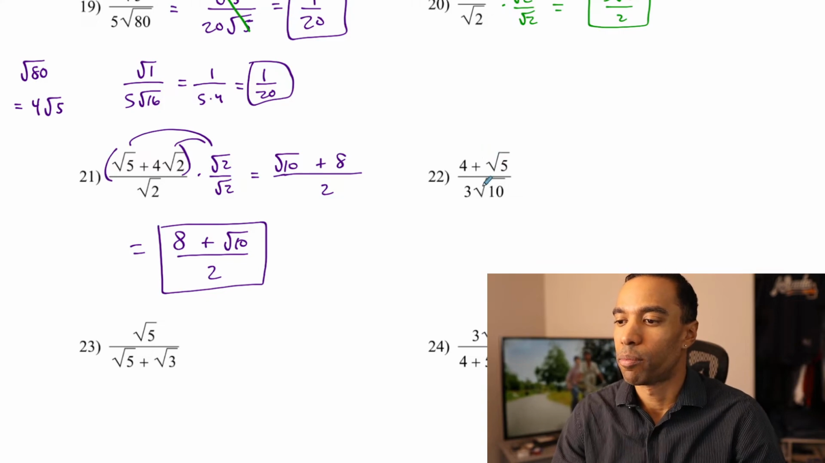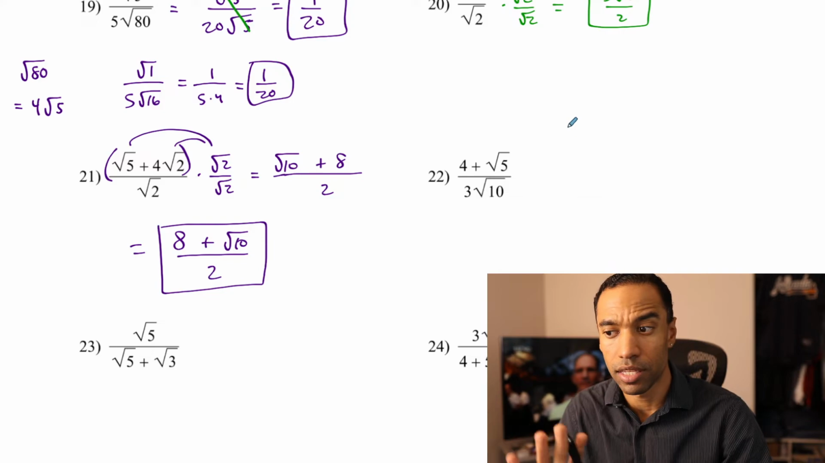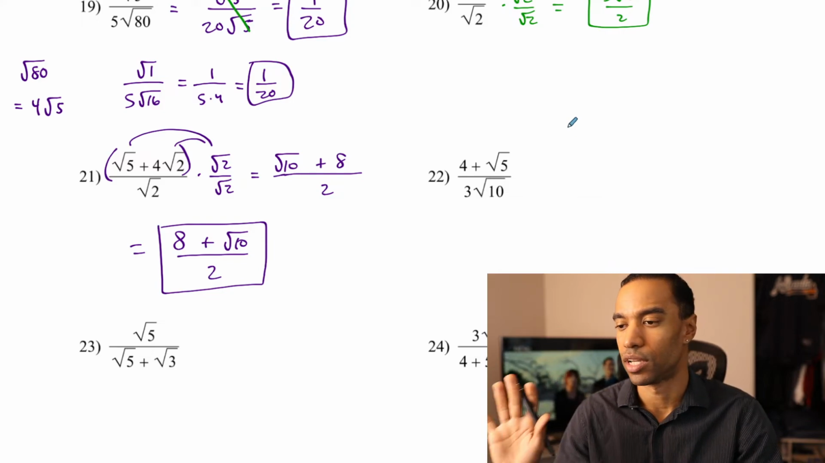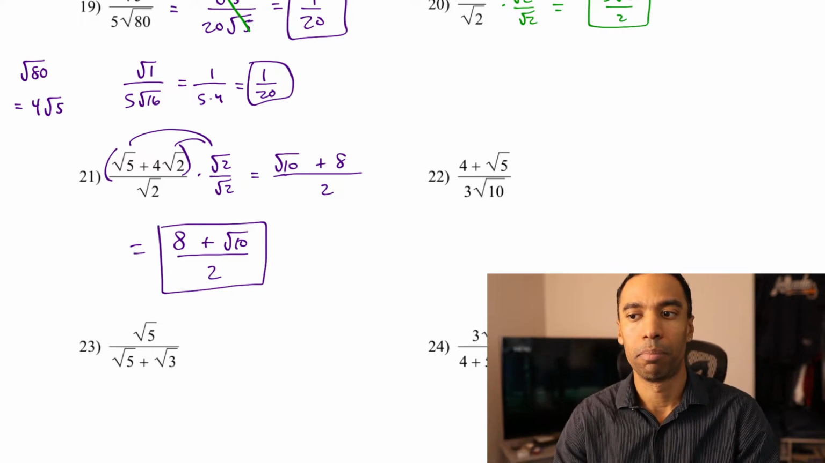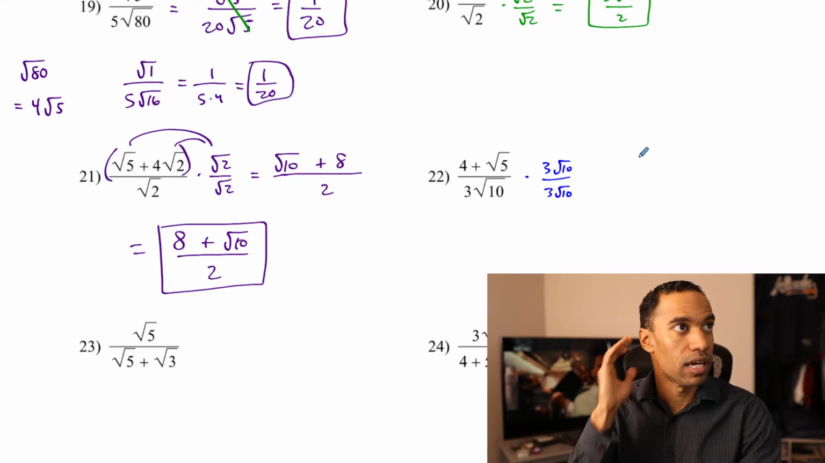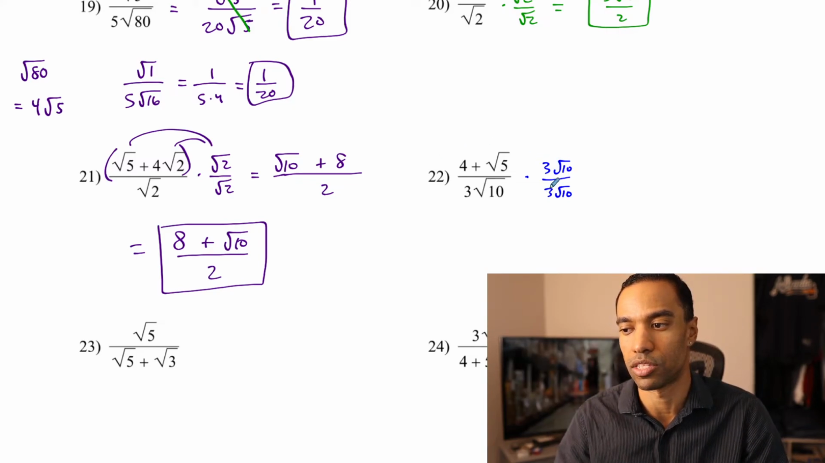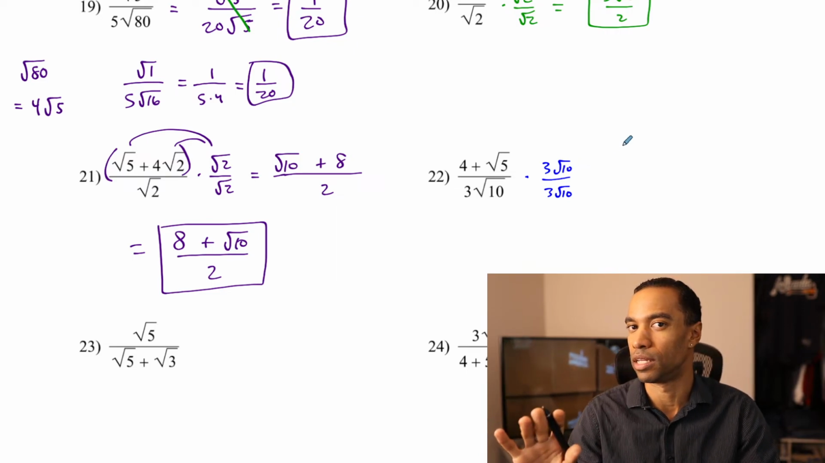All right, 4 plus root 5 divided by 3 root 10. Now, in this problem here, once again, nothing to simplify. We're all good on that front. We will rationalize the denominator. But do I multiply by 3 root 10 over 3 root 10? You could. This will end up leaving you with something where you do have to reduce the fraction, though, because you just introduced a 3 on top and 3 on bottom that honestly were not needed.